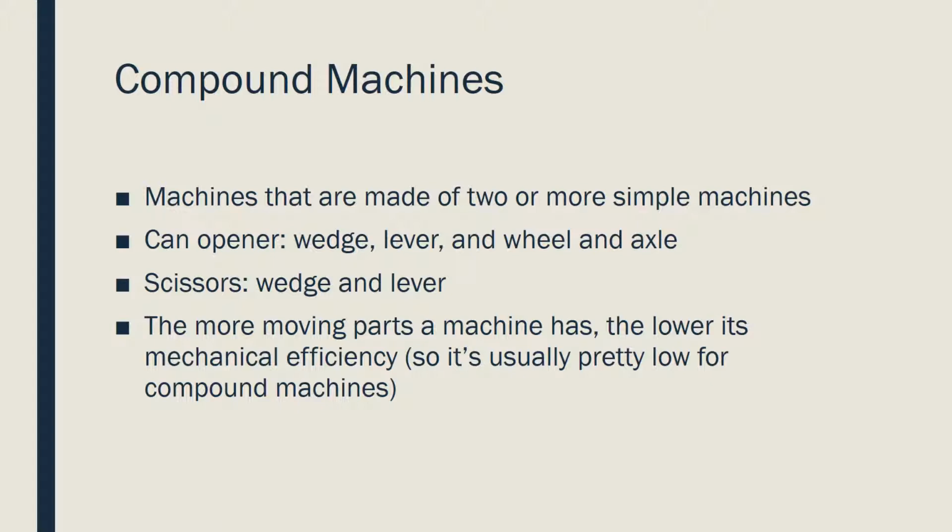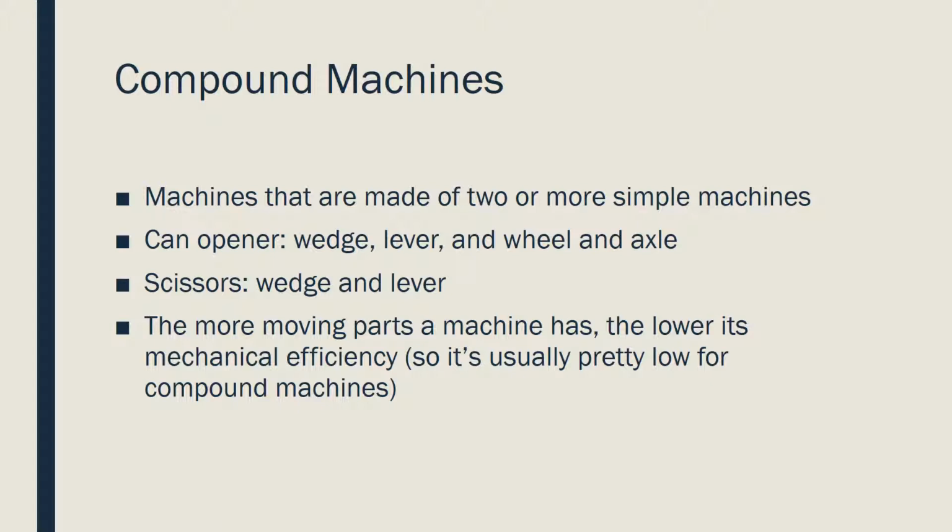If you're looking at a handheld one, there is a wedge because of the blade on it that opens the can. A lever because of the handles. When you open those handles, they're acting as a lever. And then the wheel and axle is the part that you have to spin. Scissors have two different simple machines. They have a wedge for the blade and a lever. As you move those back and forth, it acts as a first class lever. The fulcrum's in the middle that attaches the two parts of the scissors, and then you're moving those up and down.